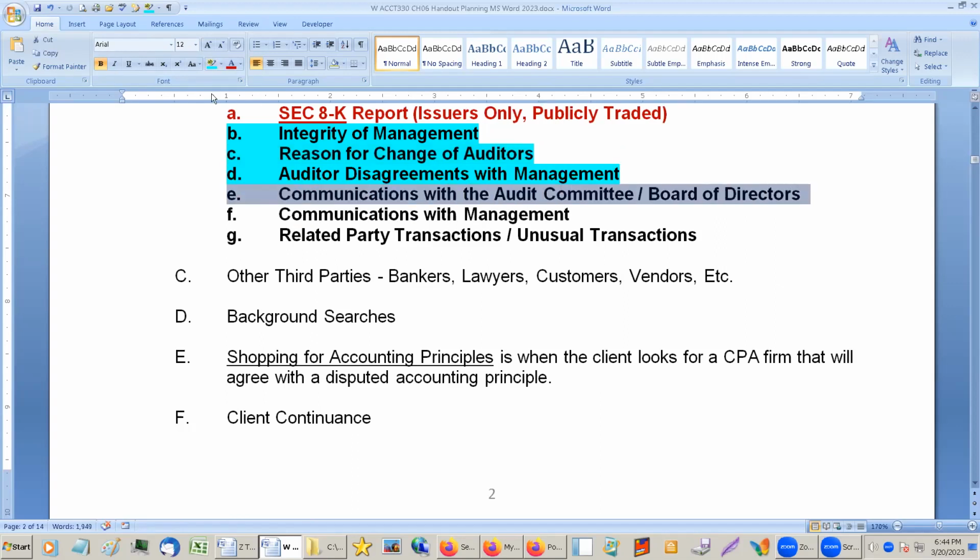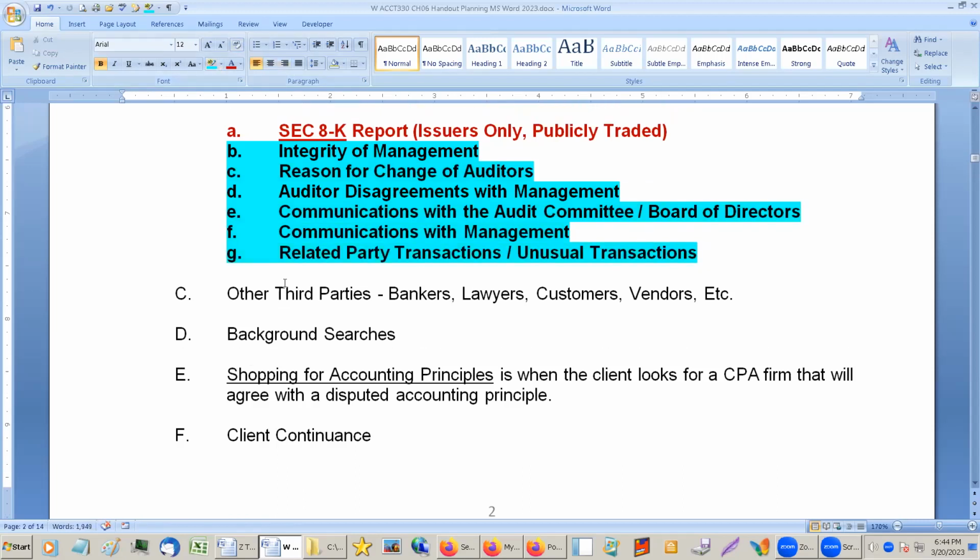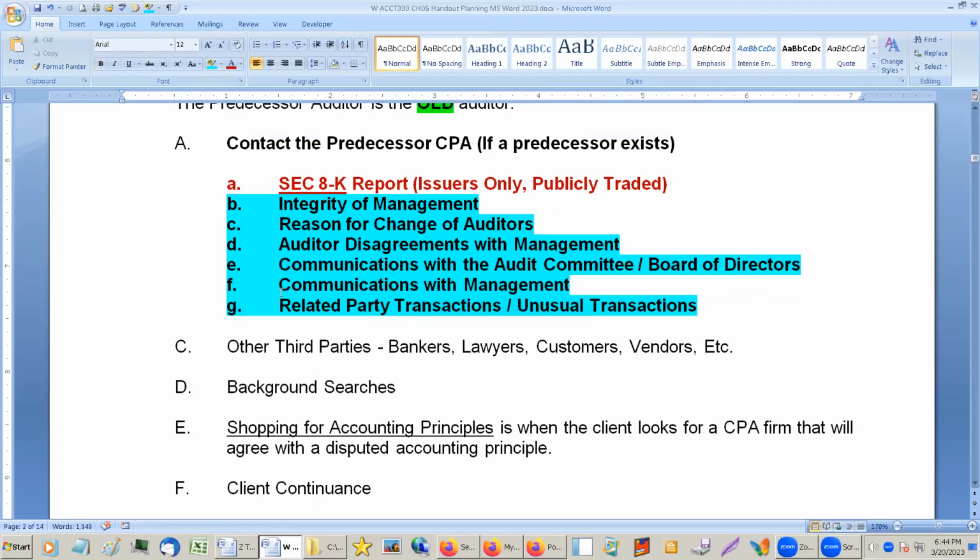Communications with the company, their board of directors, or with management. And one of these is related party transactions, unusual transactions. A lot of times, especially in non-publicly traded companies, you do have a lot of these related party transactions. Especially family businesses, you'll find all kinds of wacky stuff, car loans to grandma and all that kind of stuff on the books. So sometimes you gotta be a little bit careful with those types of things, just to know what you're getting into.